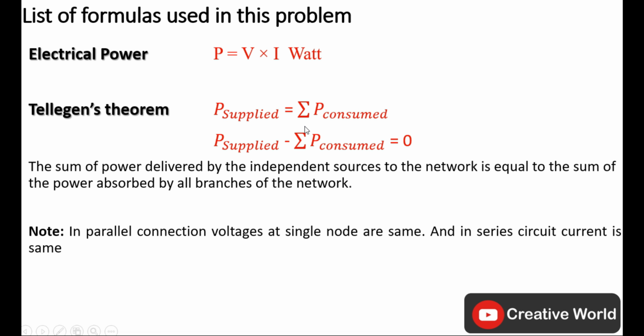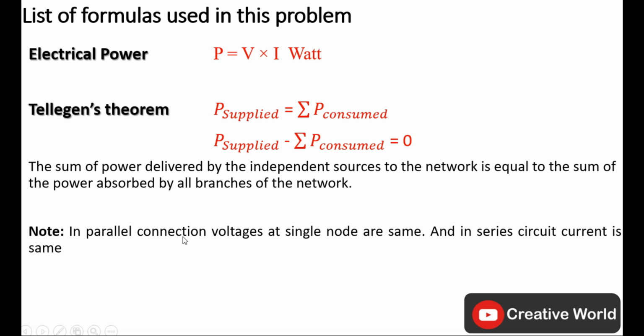It means that in a circuit containing different elements, the summation of consumed power will be the same as the supplied power. It can be written as power supplied equals summation of power consumed, or we can also add a summation here, because sometimes we can have multiple sources in a single loop. If we further solve this equation, it becomes power supplied minus power consumed equals 0. This is stated by Tellegen's theorem, and this is the statement written for the theorem.